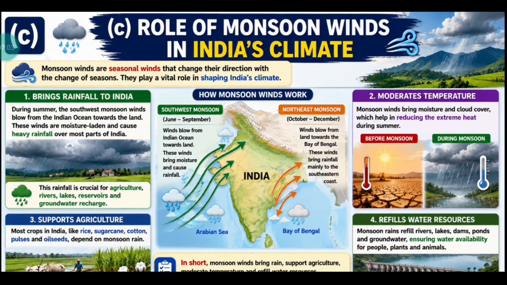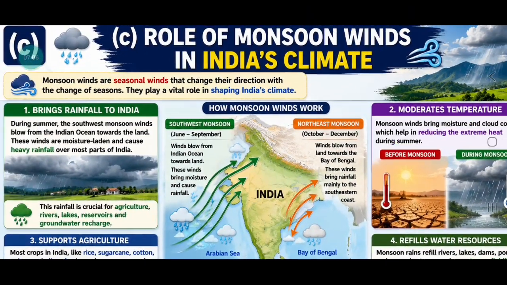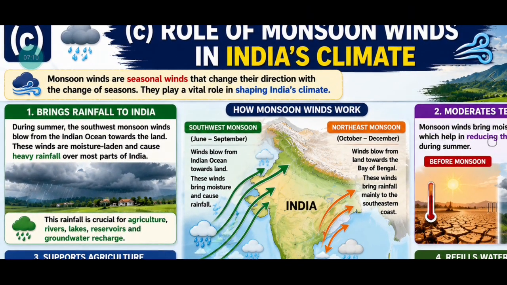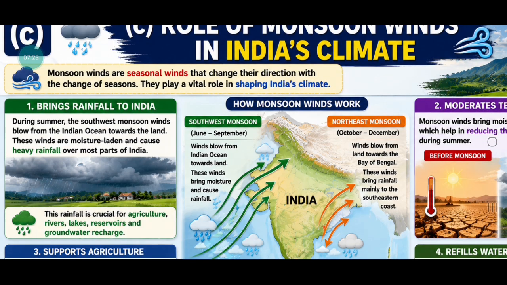So what is the role of monsoon winds in India's climate? Let's study this. Monsoon winds are seasonal winds. What kind of winds are these? These are seasonal winds that change their direction with the change of seasons. They play a vital role in shaping India's climate.